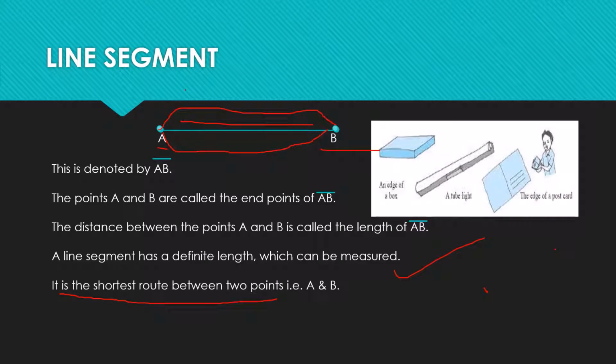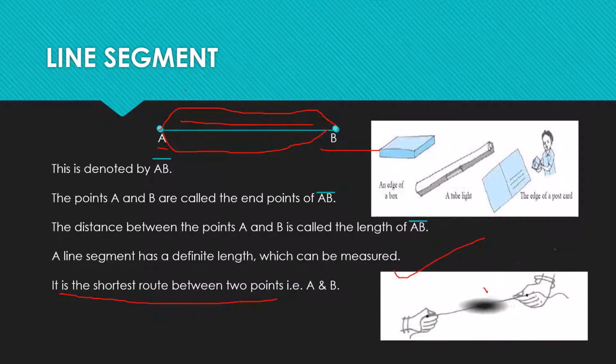This is a figure. This is shown in your NCERT book also. Some examples of a line segment are the edge of a box, a tube light, the edge of a postcard, and also a thread which has two end points. When you hold it, the two end points are here, and the distance between them is your line segment.